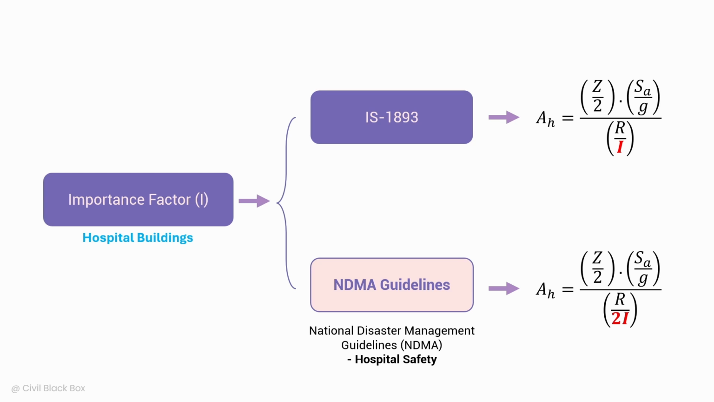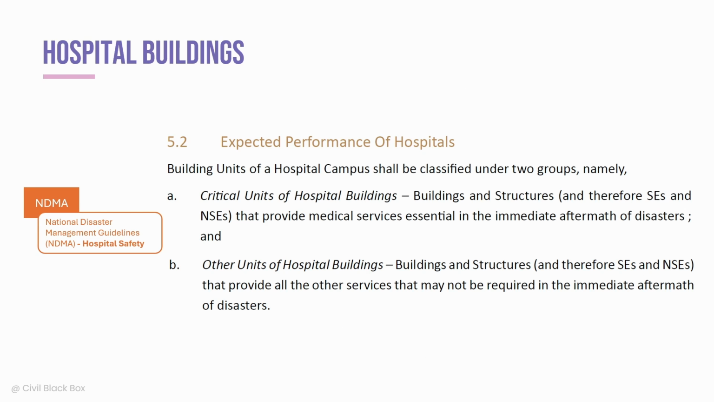If we boil down this formula, you can see the 2's get cancelled out and we get a formula which looks something like this: Z multiplied by Sa by g divided by R by I. And this is the formula which is mentioned in the NDMA guidelines. Indirectly, you can assume that what has changed in this whole scenario is the value of I being taken as 2I. So I'll take you to the NDMA guidelines as well.